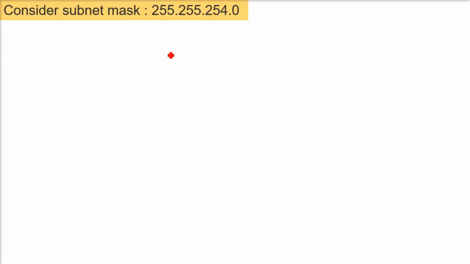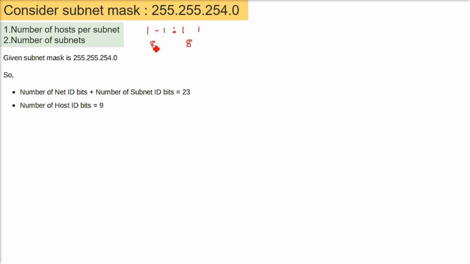Next one, now we have 3 octets having certain numbers. Previously first, then 2, then 3. So the first 255 is 8 1 bits. Next 255 is 8 1 bits. 254 is what? See, 254, how to add certain numbers of 2 to the power to get 254.